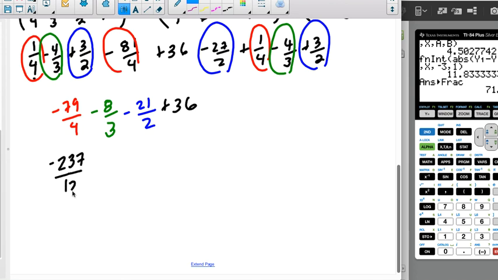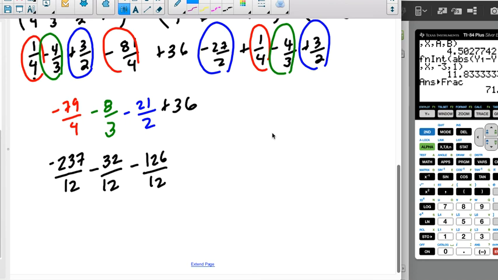Negative 237 over 12 minus, if I multiply this by 4, I get negative 32 over 12, right? And if I multiply this by 6, I get 126 over 12. And then 36 times 12 would be the same as 12 times 12 times 3, right? So it'd be 144 times 3. So 300 and 120 and a 12, right?